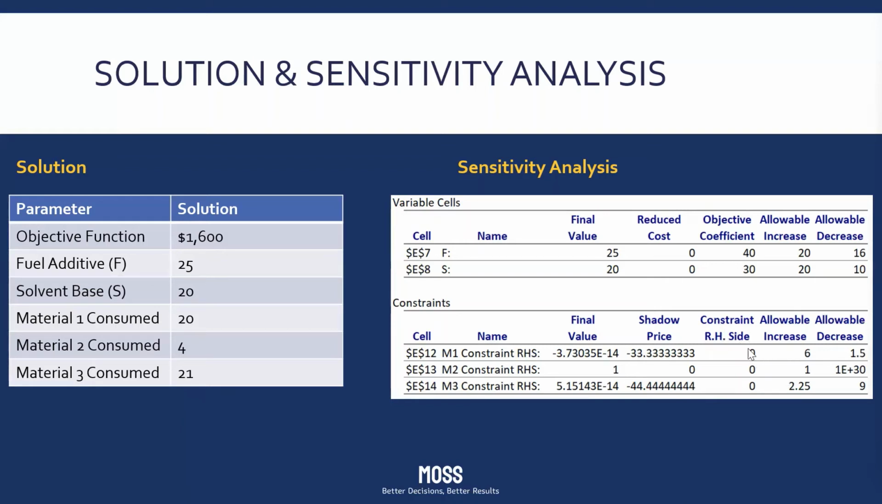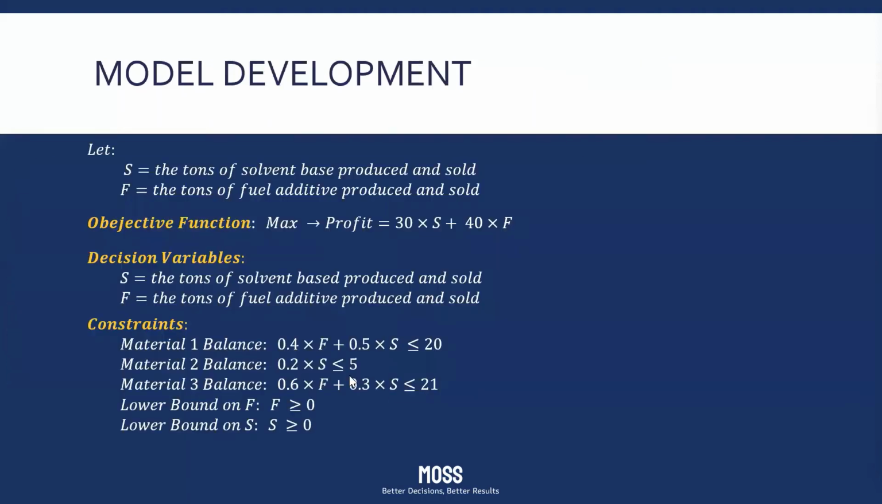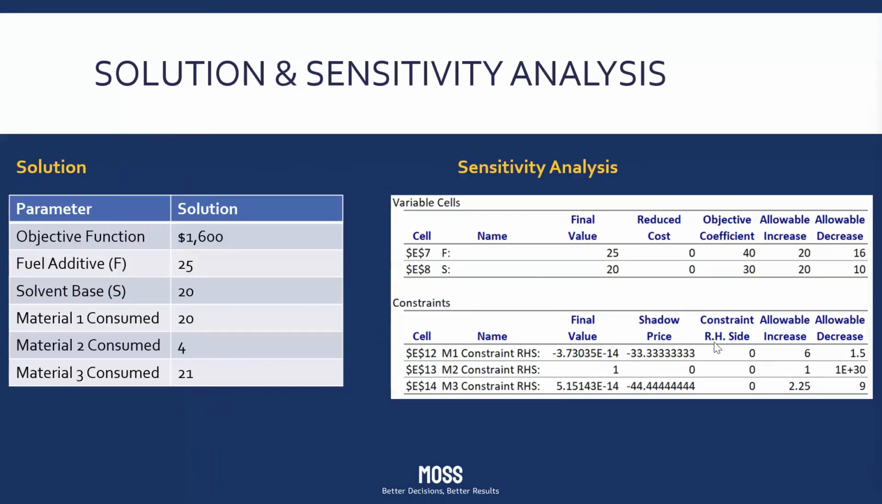The constraint on the right-hand side, which is again 0, and not to confuse anybody, but if you move this 20 over here and you had 0.4 F plus 0.5 S minus 20, that's how you would have the right-hand side. So it's essentially just rearranging that constraint in Excel. And I'll show that here in a little bit.